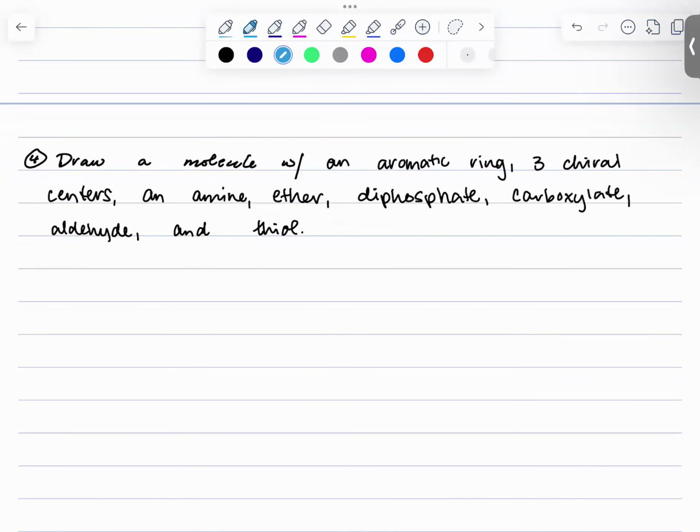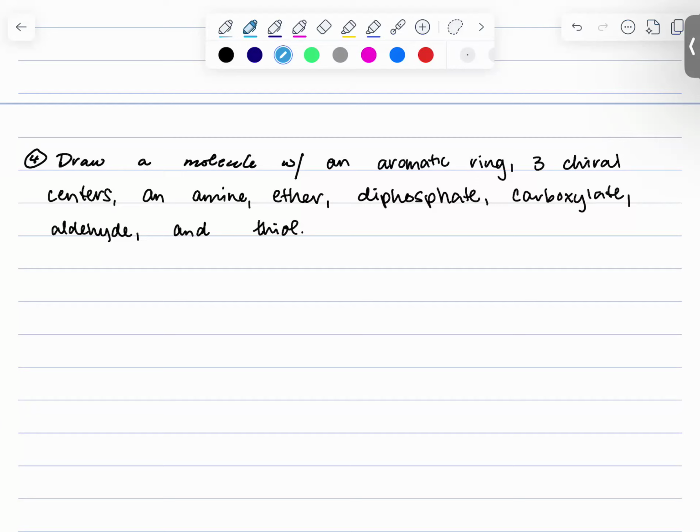Draw a molecule with an aromatic ring, 3 chiral centers, an amine, an ether, a diphosphate, a carboxylate, an aldehyde, and a thiol. There are so many correct answers to this question. As long as you draw something that chemically makes sense, like you don't have any carbons that have 5 bonds, and you check all of these boxes, you should get full credit. So if you need like 15 points on the final to pass this class, you could get like 30 just by doing this question right.